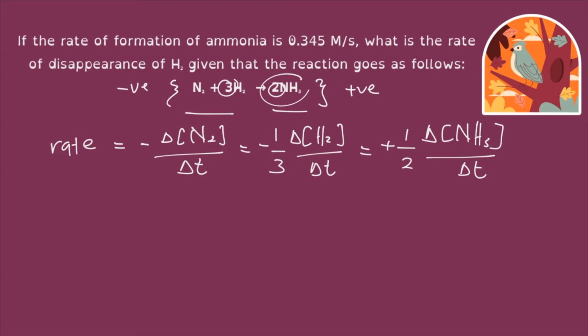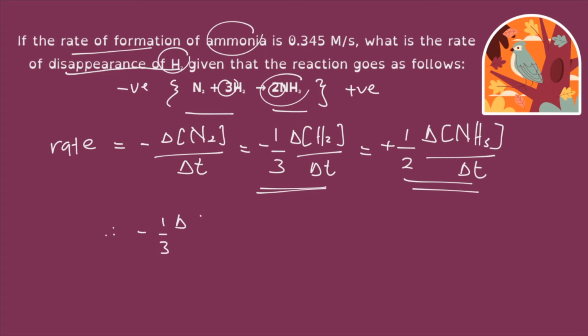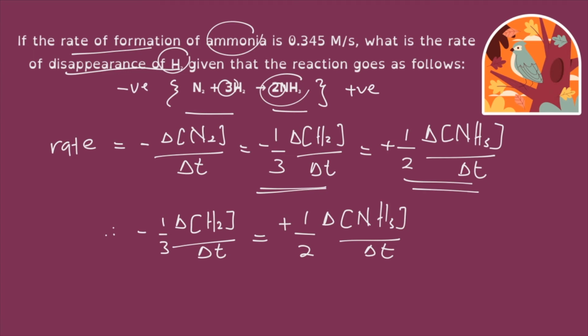Alright, so the next thing that you need to do is look at the question again. It asks you to calculate the rate of disappearance of H2, so you want to calculate this one. You are given the rate of formation of ammonia, so you already know this one. So in saying that, we can write -1/3 delta H2 over delta T is actually equivalent to +1/2 delta NH3 over delta T. From the question, you know the value of delta NH3 over delta T, which is equivalent to 0.345. So you're just going to plug in here so that you can get the value of this one.